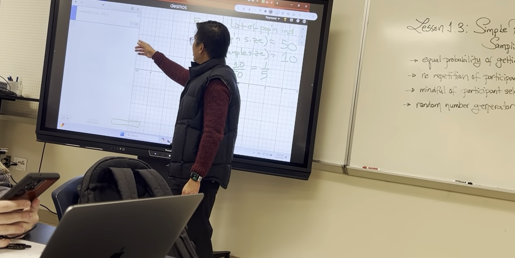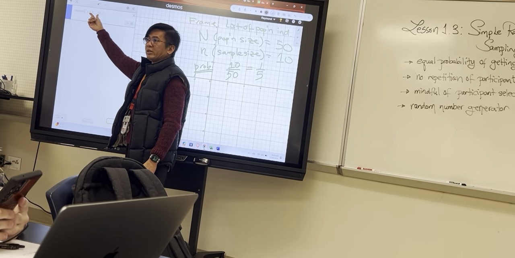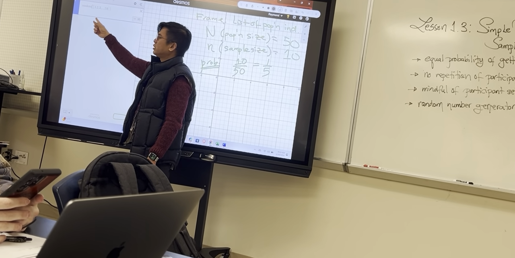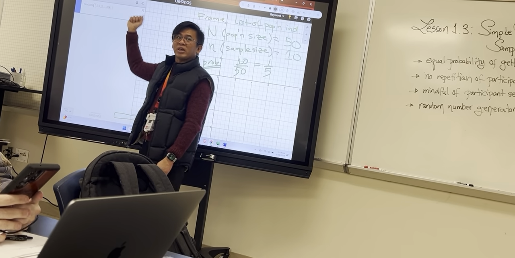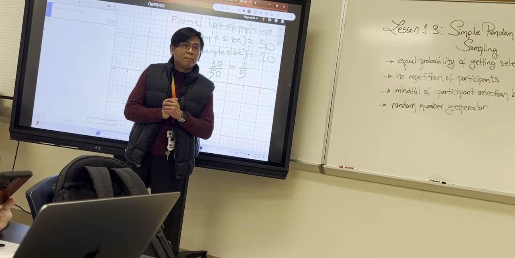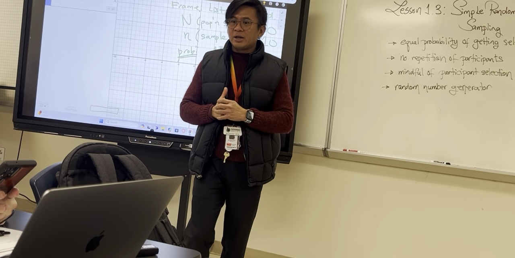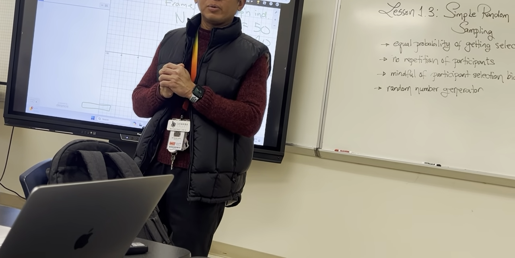So again, that is the list of individuals in the population, right? 1, the first member, the second member, the third member, until the 50th member. Are we good? Right. So plug it in your calculator, decimals. All right. Good, good, good.